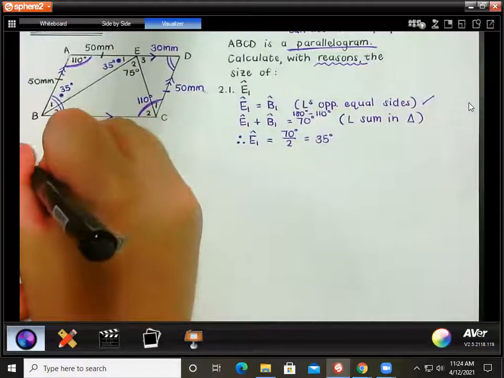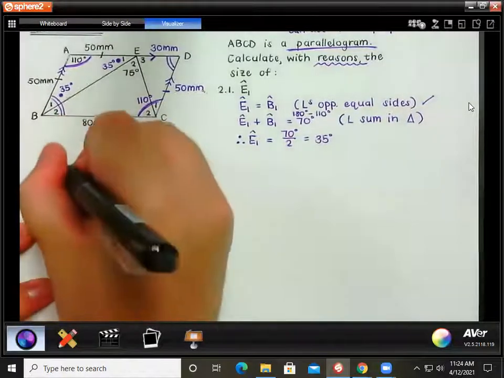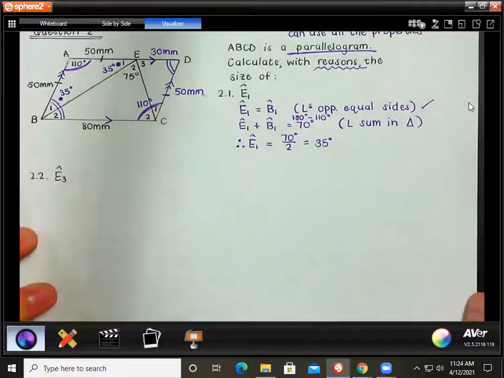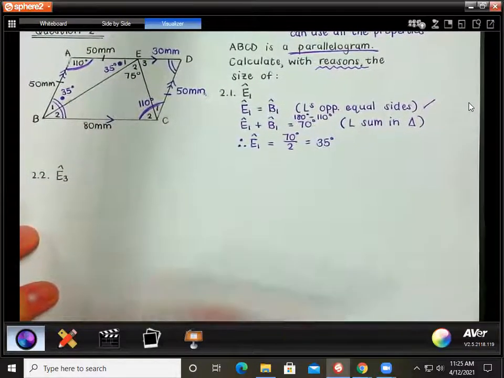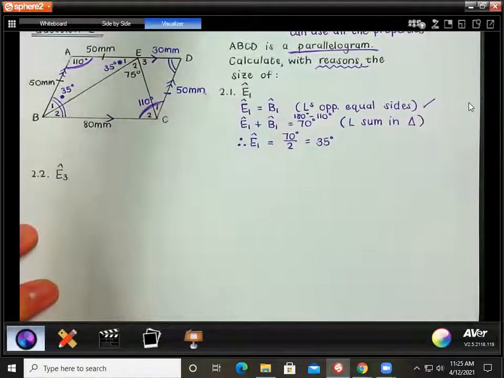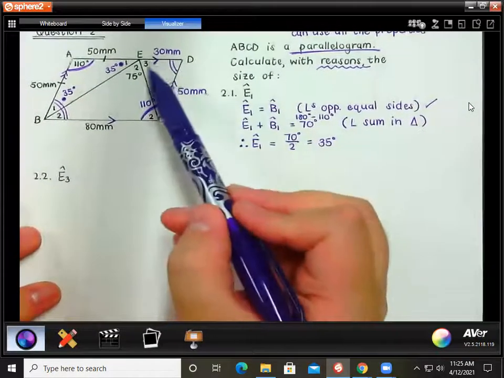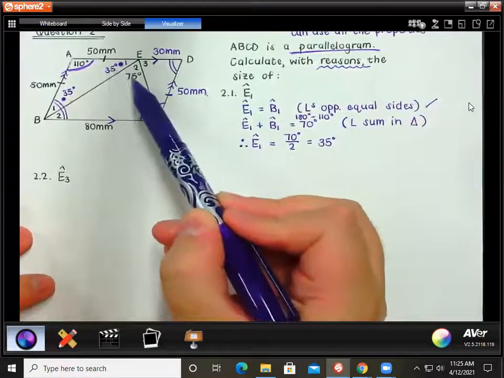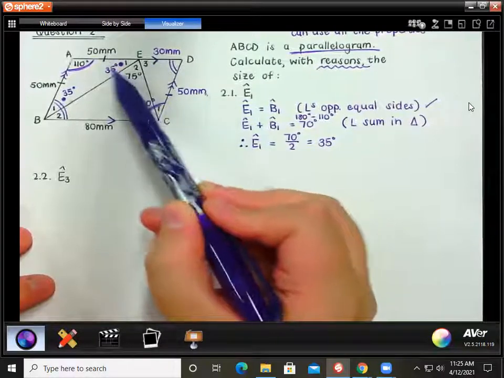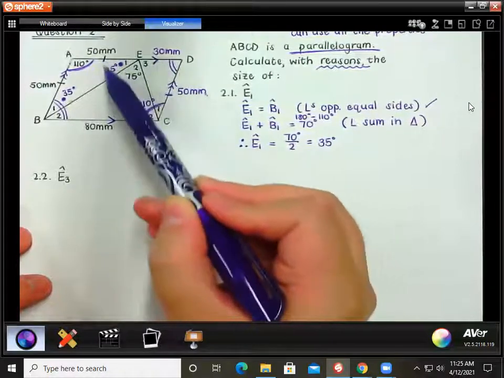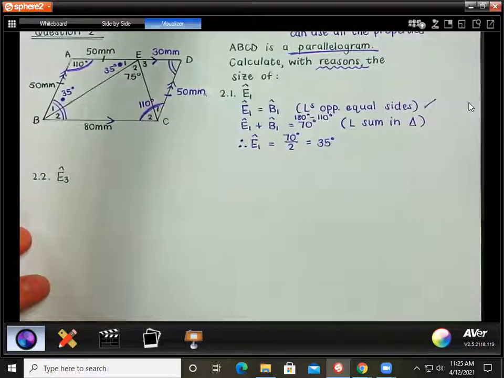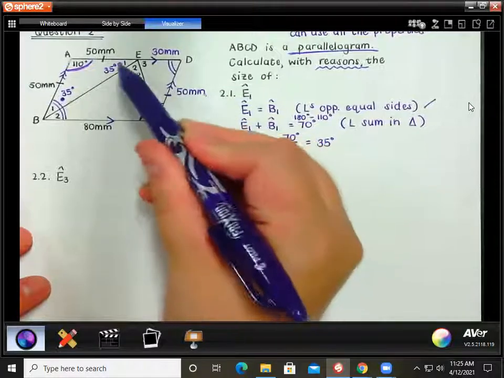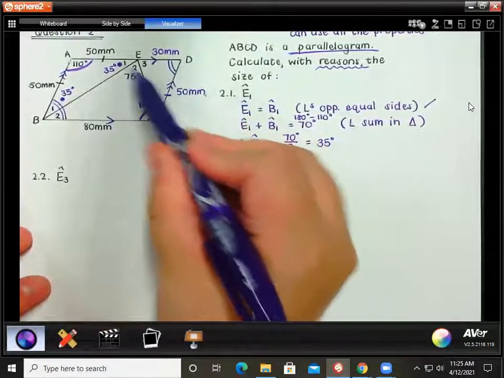Okay, that was 2.1. 2.2 is wanting us to calculate E3. Okay, so E3 is that one over there. We have E1, we have E2. Can I find E3 using that? What do angles on a straight line add up to? Jordan? Also 180. Hey, so E1 plus E2 plus E3, these three altogether should equal 180.